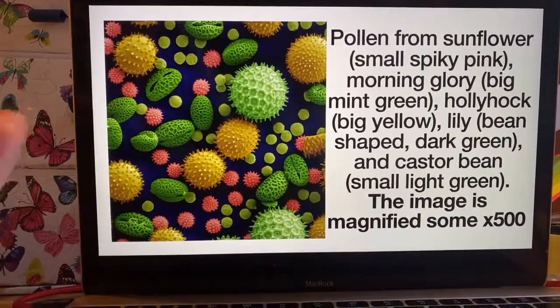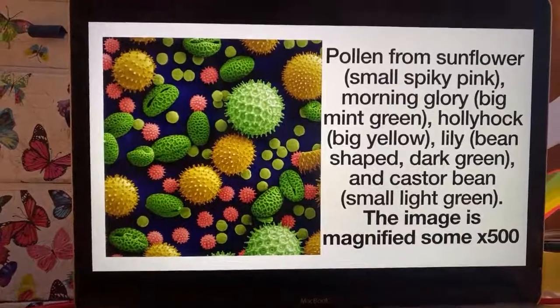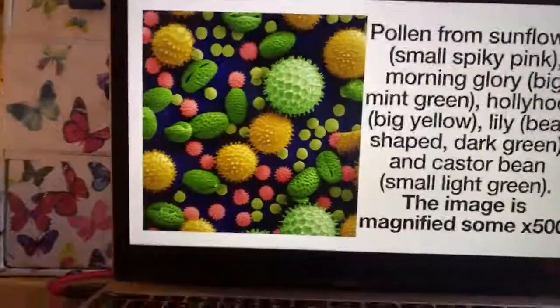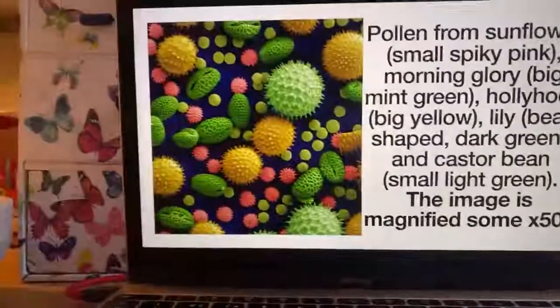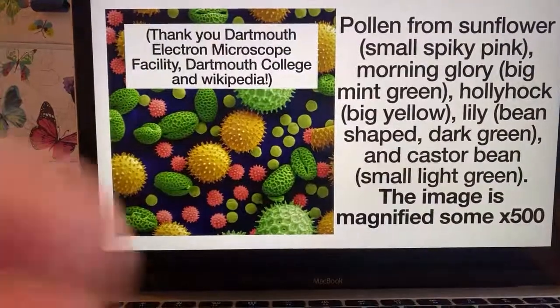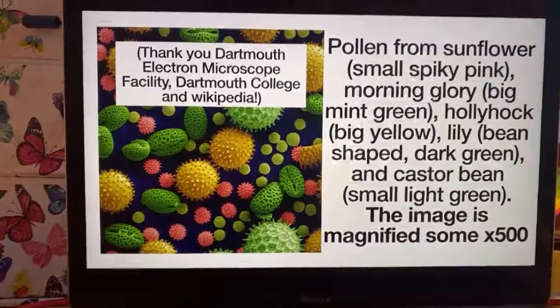The colours are made up. I'm sorry, I can hear you asking. The colours are made up. It's still incredible though, isn't it? Look at that. That's an actual piece of pollen. So pollen is microscopic. You can see it through a microscope, like Dartmouth College is showing us here. You couldn't see it with your eyes.